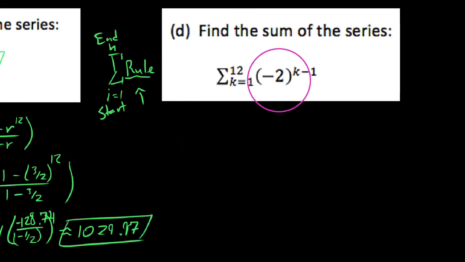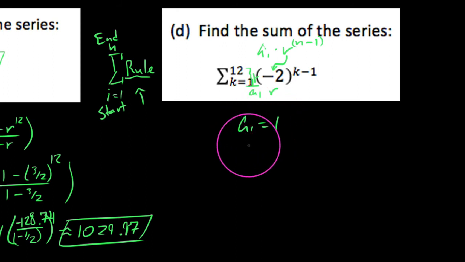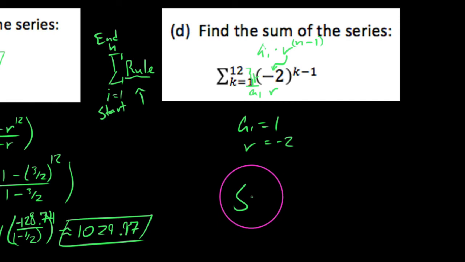And then we'll talk about one more here. I do want to look at this one. This is a geometric thing where we have an A1 times an R to the k minus 1. I'm going to write n minus 1. But I want to point this out. Our R in this case is negative 2. Our A1, this number out front here, is 1. So A1 is 1, R is negative 2, but what we're trying to find is the sum of the first 12 terms.